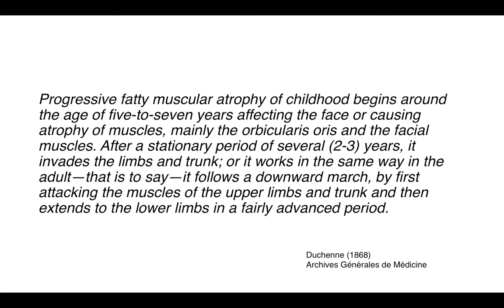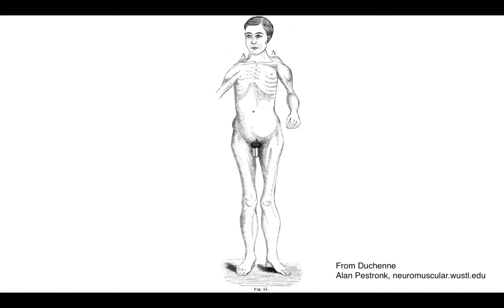After a stationary period of 2 to 3 years, it invades the limbs and trunk, or it works in the same way in the adult. That is to say, it follows a downward march by first attacking the muscles of the upper limbs and trunk, and then extends to the lower limbs in a fairly advanced period. Here, we have a description pictographically of what Duchenne was describing.